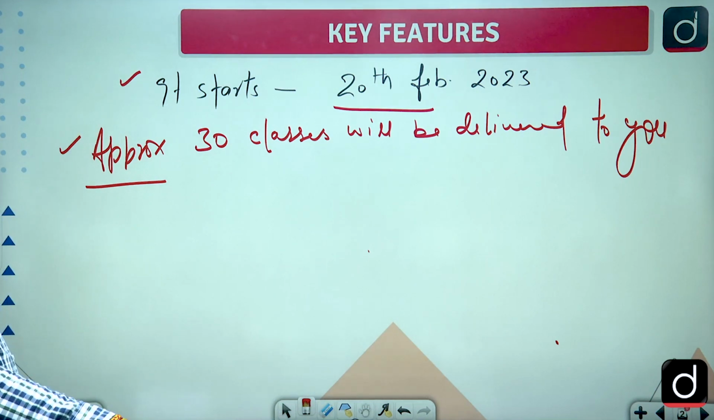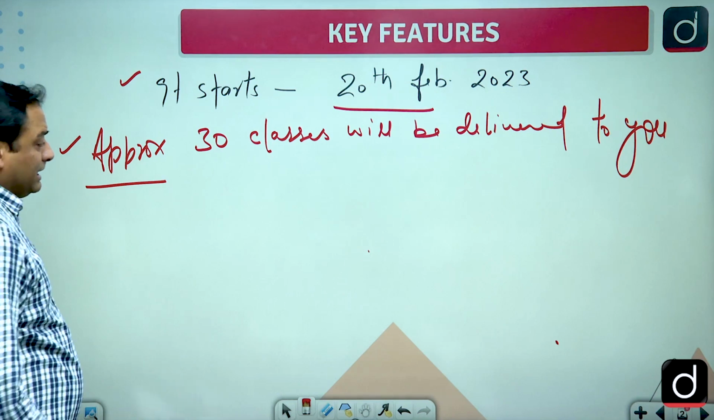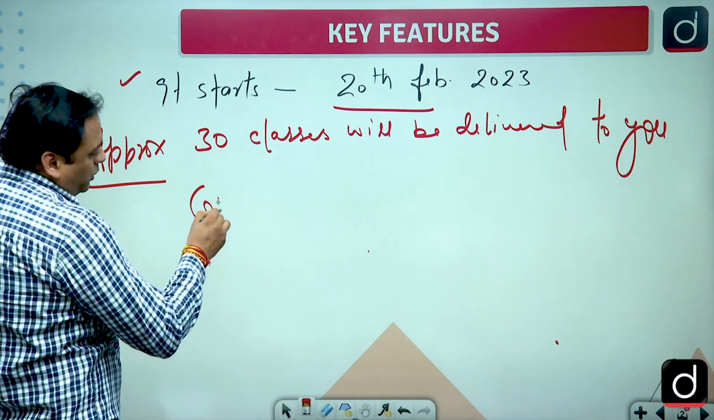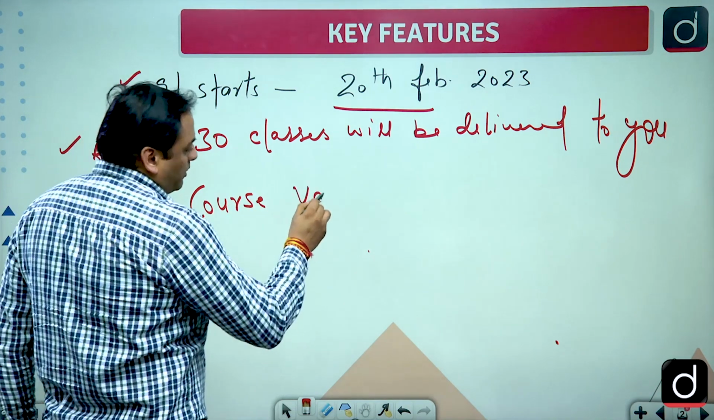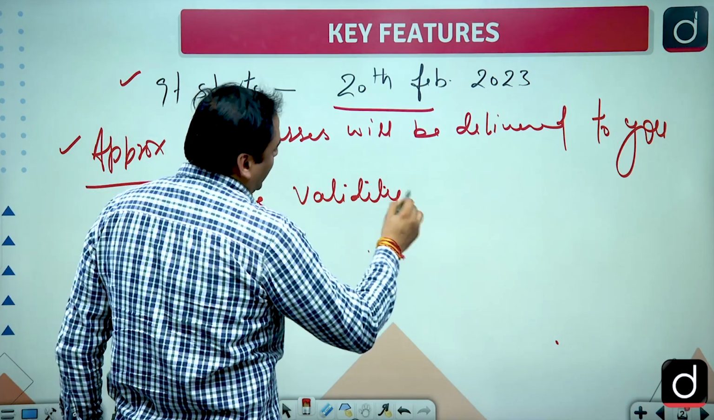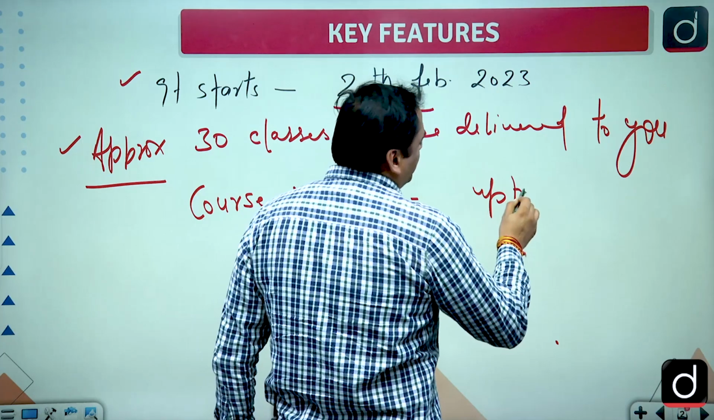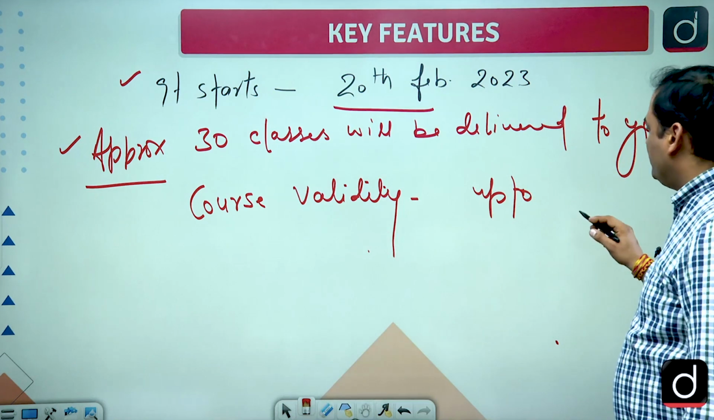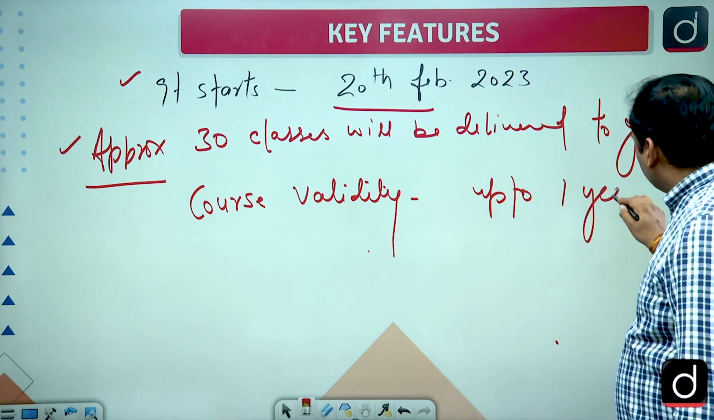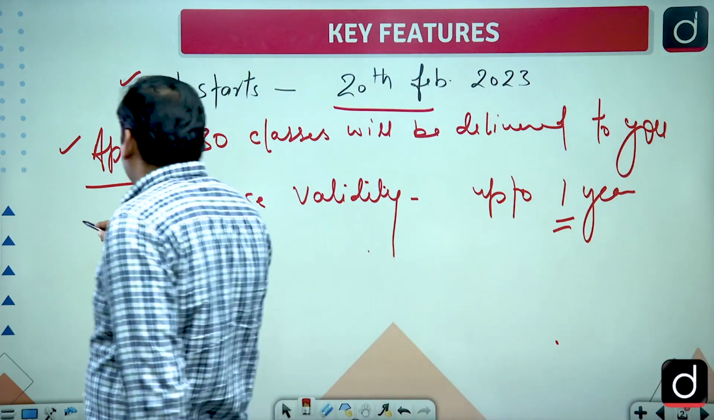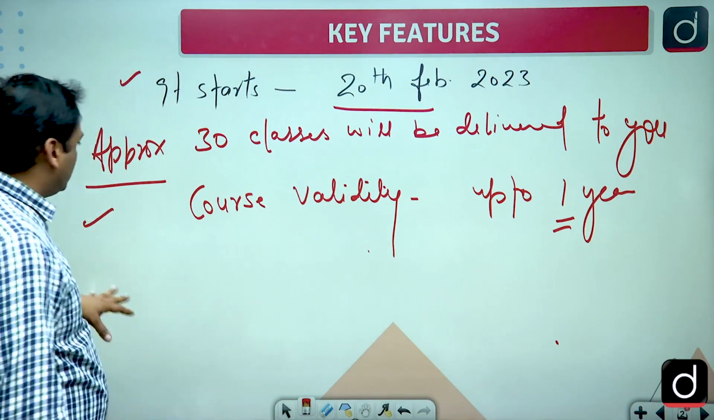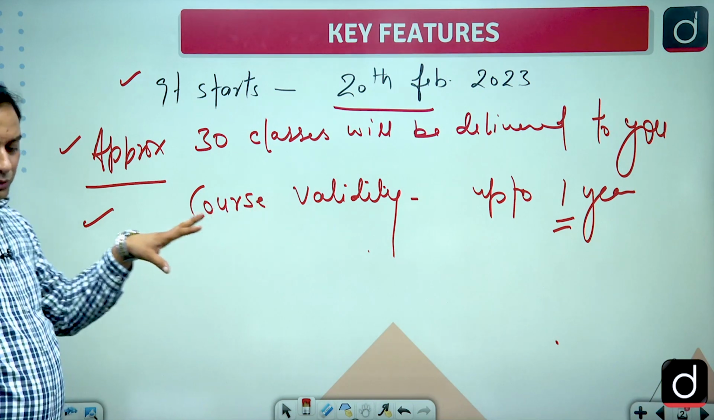The next thing that is very important for you, the third thing, is course validity. The course validity is up to 1 year. You can view the videos for 1 year, for unlimited time. It is written 1 year. So these three things: first, it starts from 20th Feb; second, 30 classes will be delivered to you; third, very important, course validity up to 1 year.